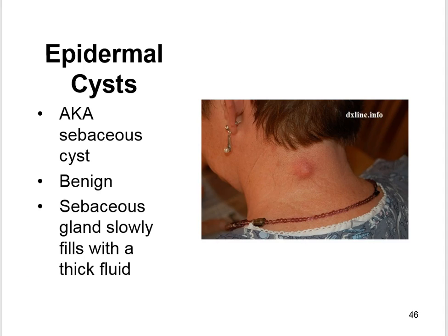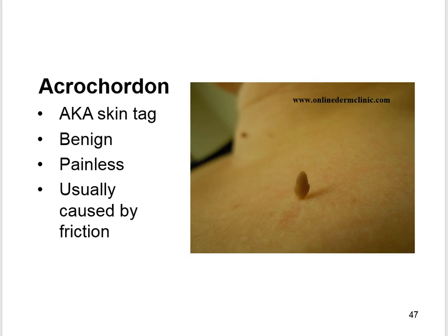Epidermal cysts, they're also known as sebaceous cysts. They're benign. The sebaceous gland slowly fills with a thick fluid. Acrocordon, this is also known as a skin tag. Benign, painless, usually caused by friction. And I have these on my neck. They're not quite that big, but I'm sure they'll be getting there.